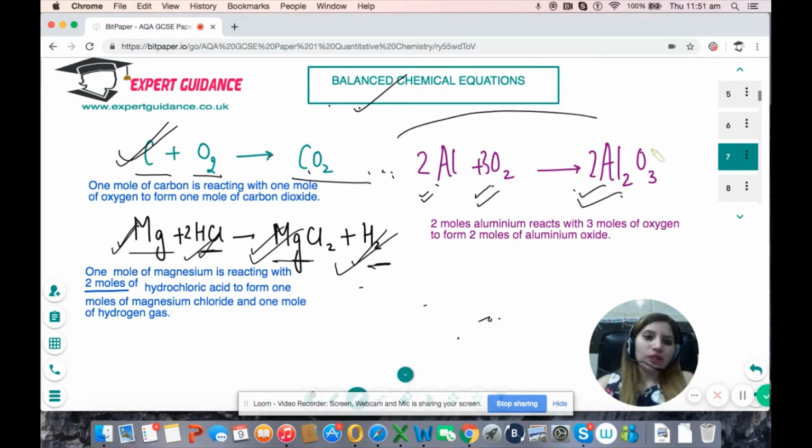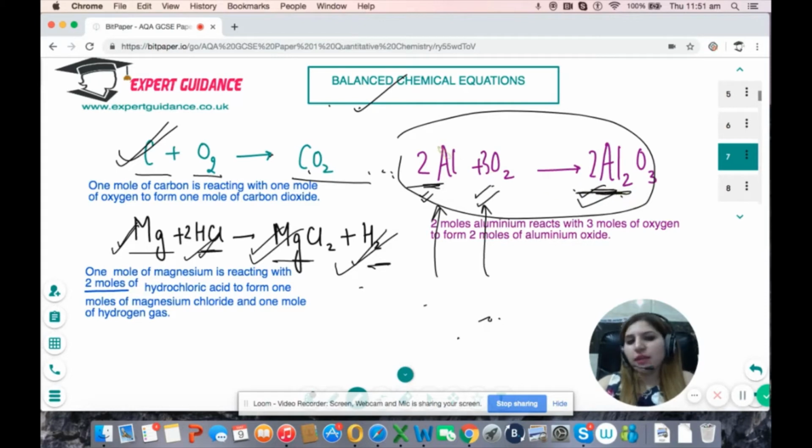Okay, now how will we use this balanced chemical equation? If we know the moles of oxygen, we can easily find the moles of aluminium. Or if we know the moles of aluminium, we can easily find the moles of aluminium oxide. Because according to this, the moles of aluminium and aluminium oxide are the same, 2:2, that is 1:1 ratio. So if in a reaction, 5 moles of aluminium is reacted, how many moles of aluminium oxide will be formed? 5 moles.